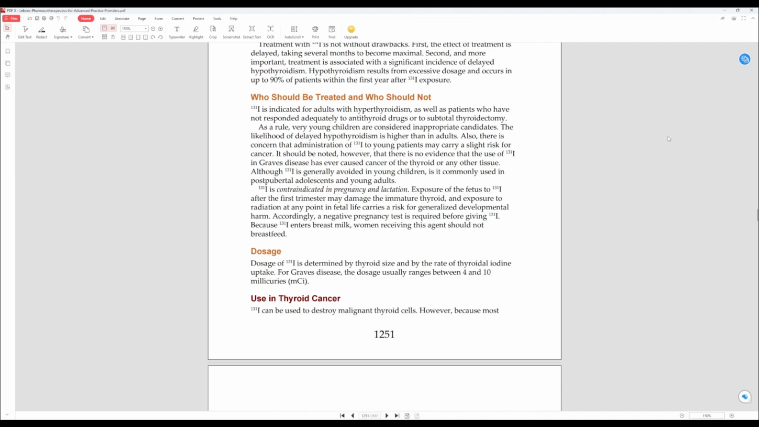Also, there is a concern that the administration of iodine-131 to young patients may carry a slight risk for cancer. It should be noted, however, that there is no evidence that the use of iodine-131 in Graves' disease has ever caused cancer of the thyroid or any other tissue. Although iodine-131 is generally avoided in young children, it is commonly used in the post-pubertal adolescent and young adult.